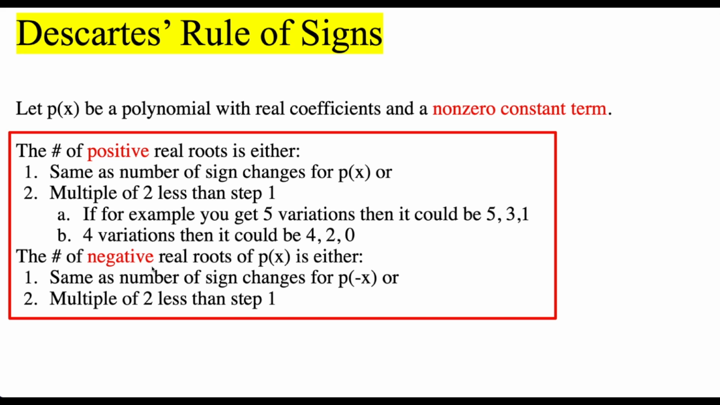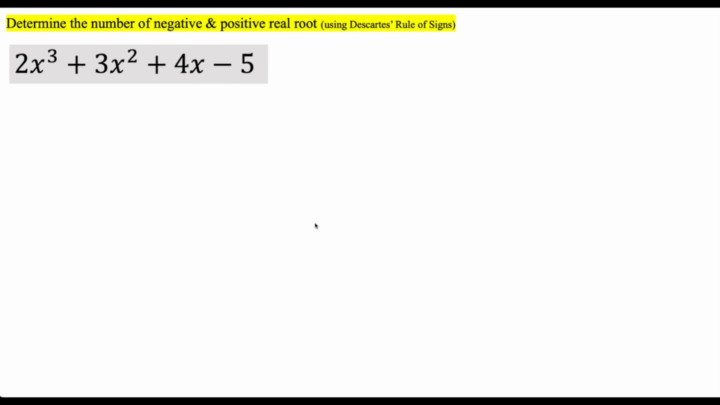For the number of negative real roots, there's a different formula. It says the same as the number of sign changes for p of negative x. So you're going to put a negative x in the original equation, and then do the exact same thing as what we did here. What Descartes' rule of signs does is it doesn't tell us the actual roots. It just tells us the number of positive real roots or the number of negative real roots you're expected to have. And we're going to solve 2 problems. This will be the first one.